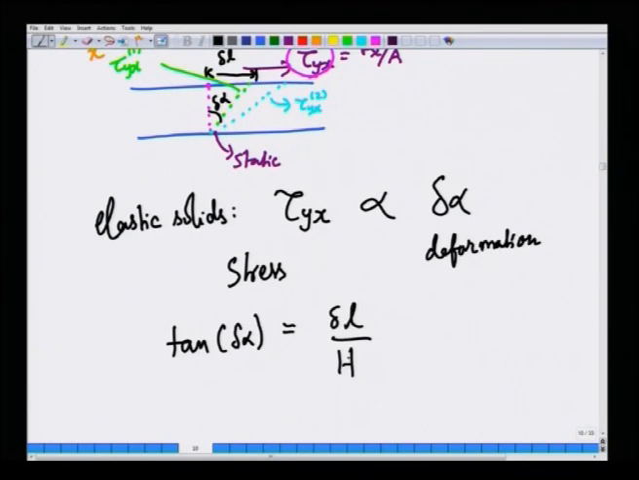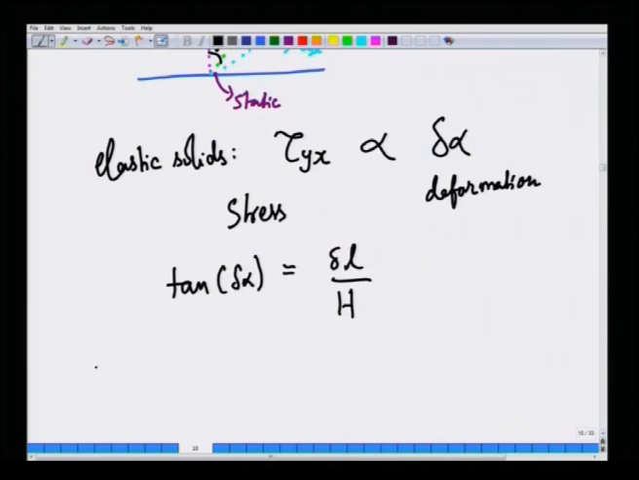Now, using simple geometry, we can find that tan delta alpha is nothing but delta L by h, but we are looking at small deformations. For small deformations, the angle delta alpha is small compared to 1.